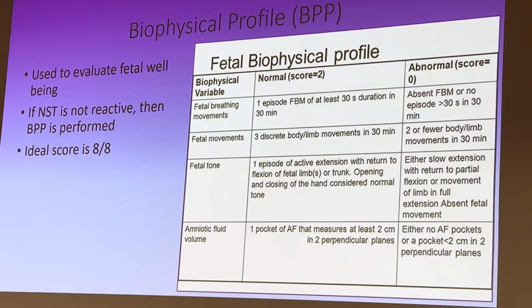Now, if the baby's truly in distress, that BPP is not going to be a high score. So if we don't have an ideal score from the BPP, then the doctor will evaluate and say, well, maybe we need to go ahead and induce mom. Or maybe we can't induce mom because it would not be good for her, so we're going to have to do a C-section. So sometimes this means we'll have to deliver early.